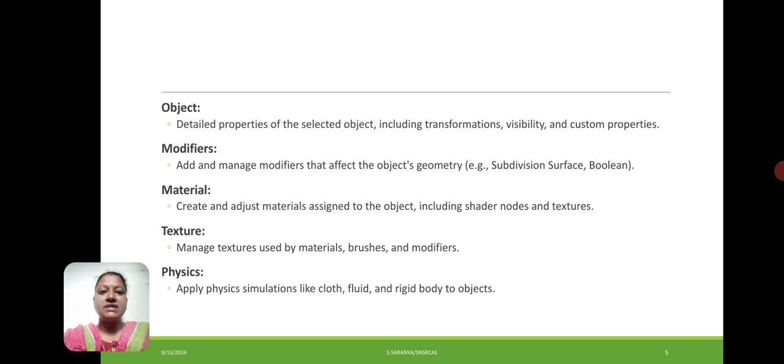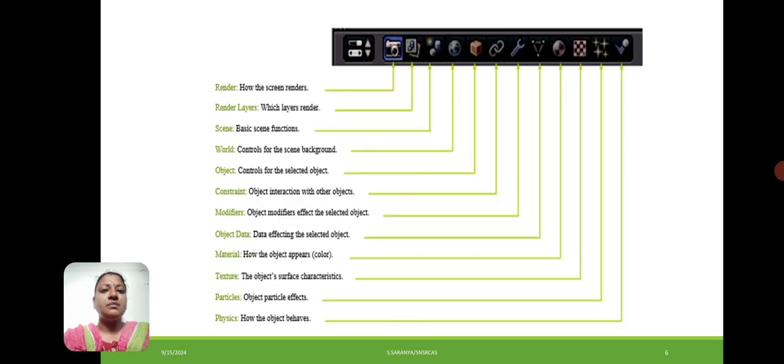Next is material. It is used to create and adjust the material assigned to the object, including shader nodes and textures. Texture: it manages the textures used by materials, brushes and modifiers. Physics: apply physics simulations like cloth, fluid and rigid body to the object. On the screen you can see the options: render layer, scene, world, object, constraint, modifier, object data, material, texture, particles and physics. These are the options used in Blender for an object.